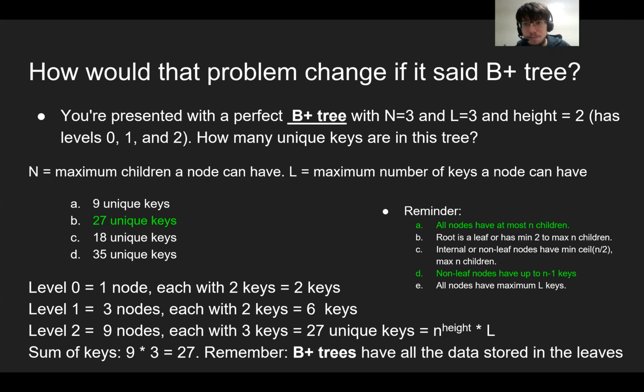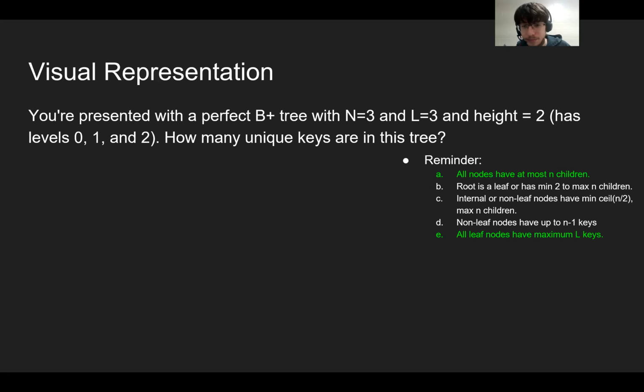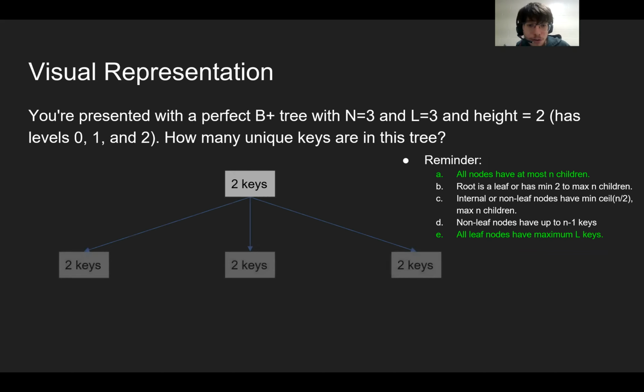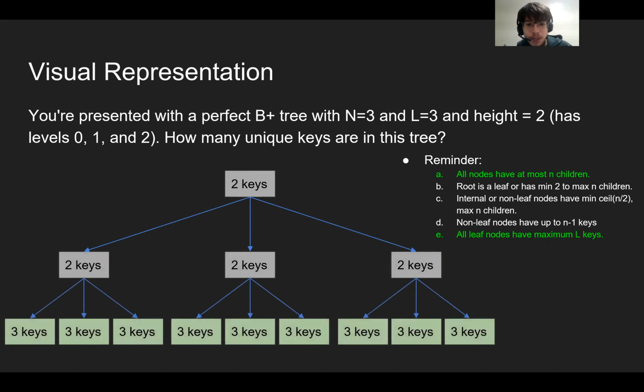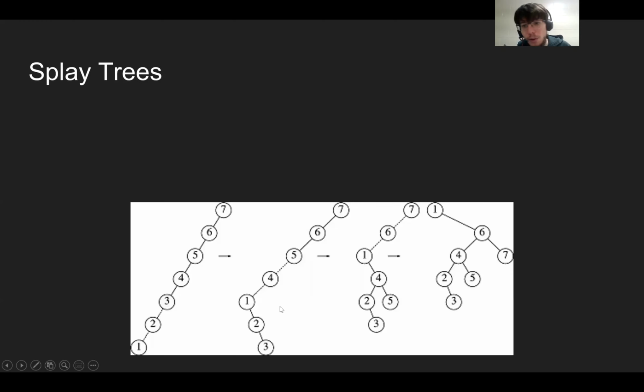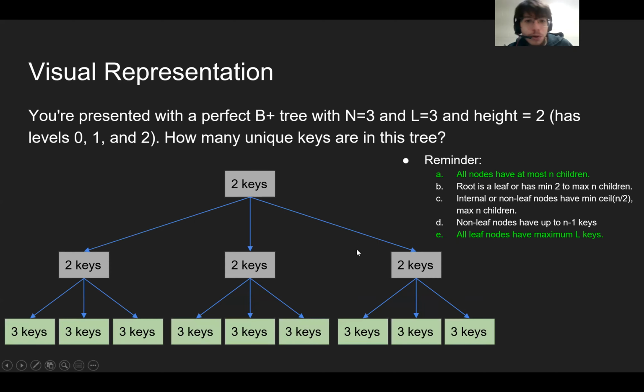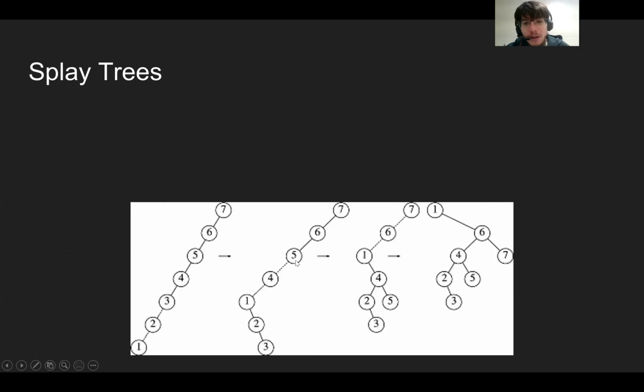And that's it. So if you see a visual representation, this is the only place where data is actually stored for the keys. Because it's unique keys, these won't be unique values because of this. But anyway, now we'll talk about splay trees.